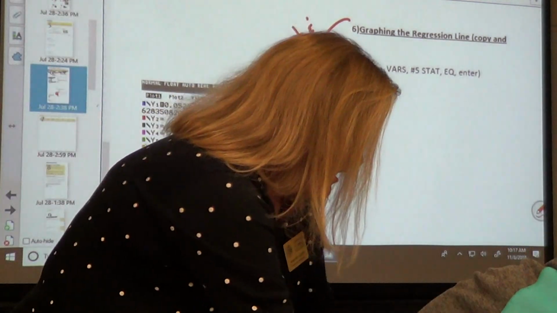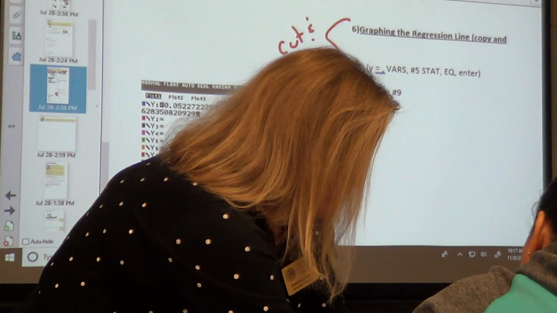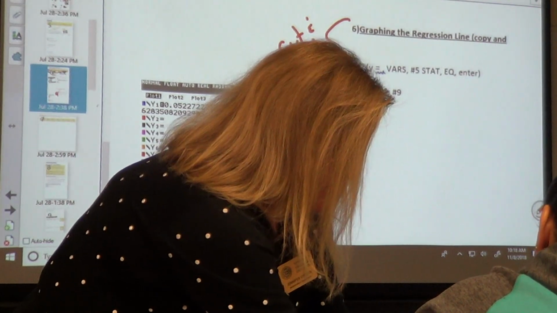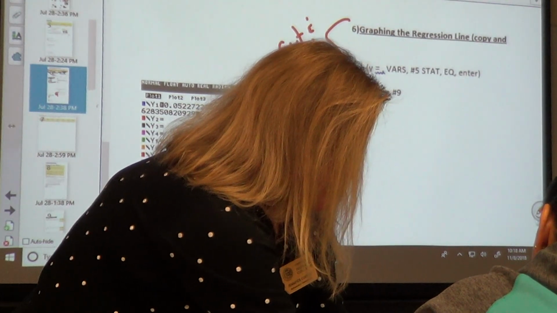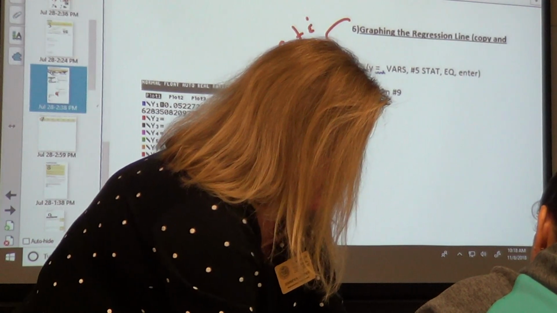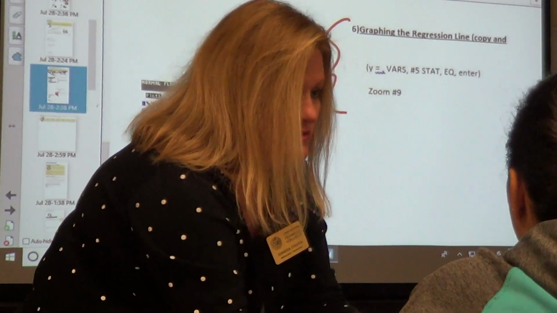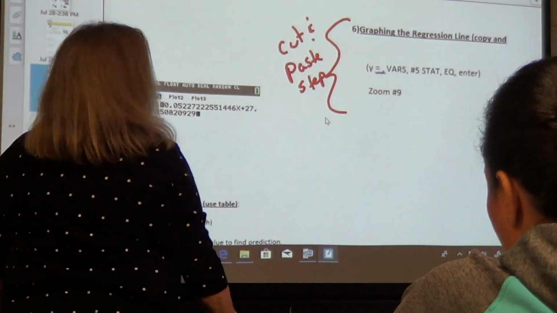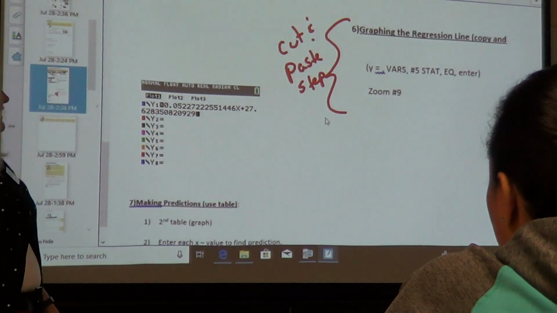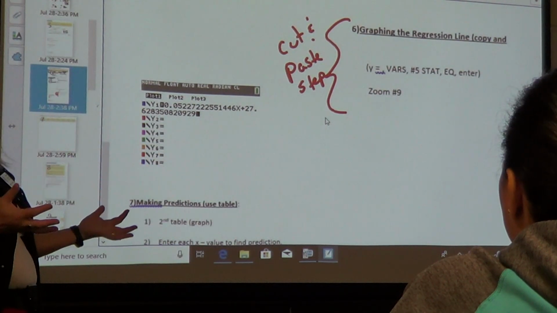Okay. All right, so we go now to EQ because it's an equation. We go over to EQ and we're sucking over a regression equation, so we hit enter. We're going to do another one. My numbers are different. Okay, so we just did the copy and paste.